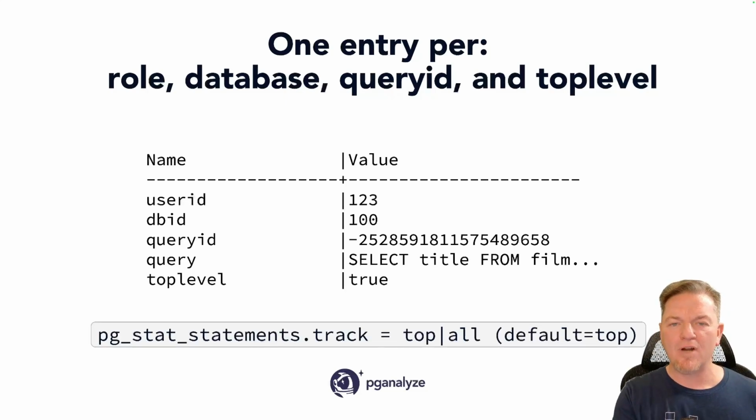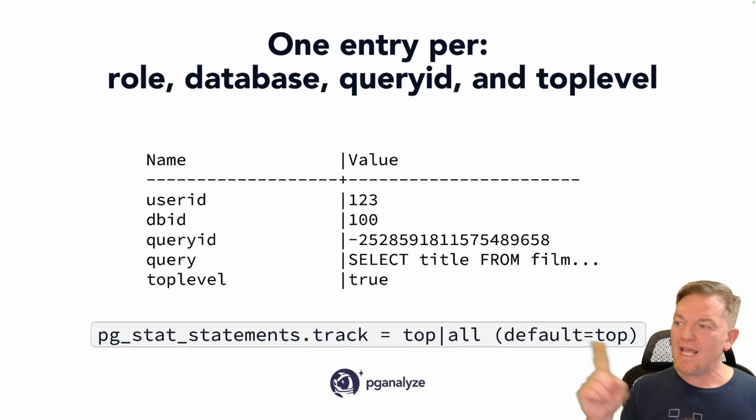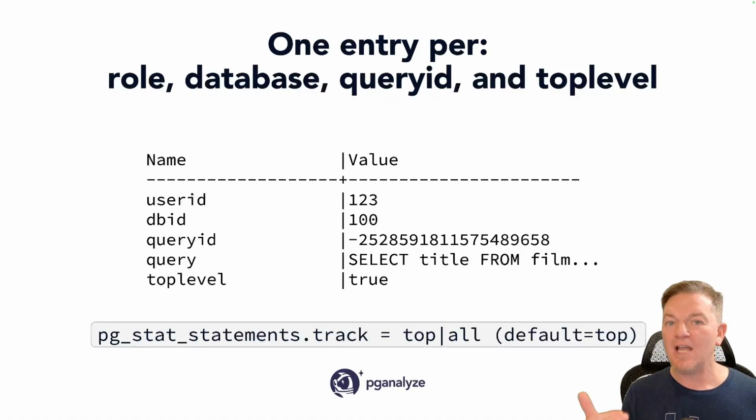However, if that query in turn calls another query, that second query is not top level. It's not the one that I initiated. And this is primarily functions and stored procedures. If I call a function, I'll get an entry in pg_stat_statements that might say select from function. If that function, however, calls other queries inside of it, and I have track set to top, I won't see the metrics for those internal queries. They are not top level. If I set pg_stat_statements.track to all, I will then see those statements tracked inside of pg_stat_statements.